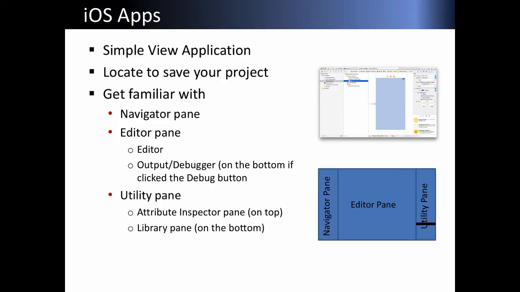Once you launch the projects, then see here, upper corner. This is the developer environment. So if you see this window, then you can simply figure it out in this way. The left pane is called the navigator pane, so that you can see all the folder hierarchy. And at the right end, there is a utility pane, and in the utility pane, you have an attribute inspector.